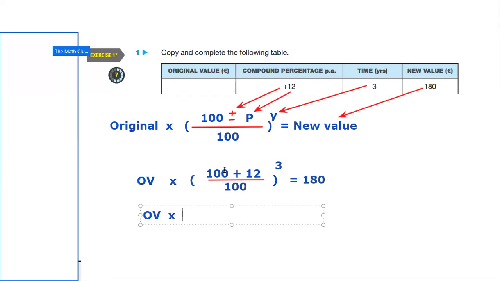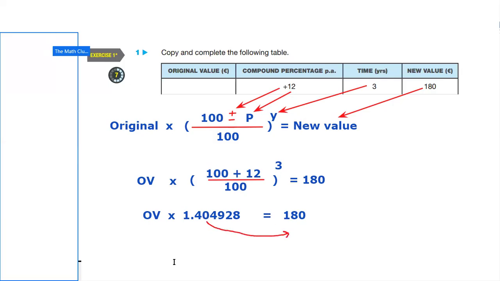This one is 1.404928. I'm going to write the whole number. I don't want to lose any decimal. If I lose any decimal, it will change the whole answer. So 1.404928, and then equals 180. Now I want to rearrange to find the original value. This one is multiplied. It means I have to take this to the other side by dividing.